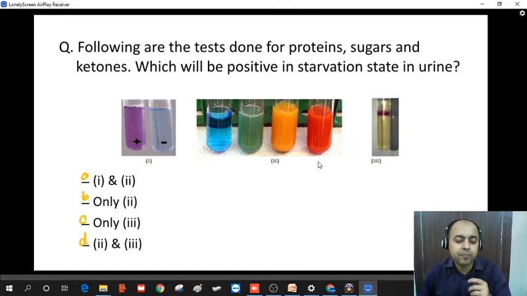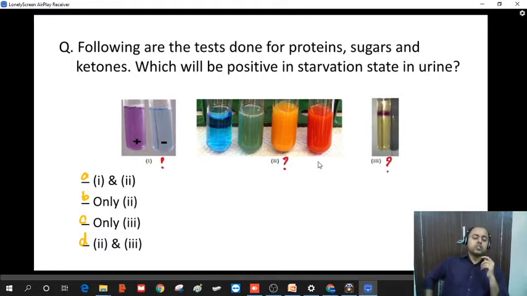It is an image based question. Following are the tests done for patients for proteins number one, sugars number two, and ketones number three. Before you give the answer, can you tell me which test is number one, which test is number two, and which test is number three? What are the tests displayed in the different images? Anyone? What is one? What is two? What is three?